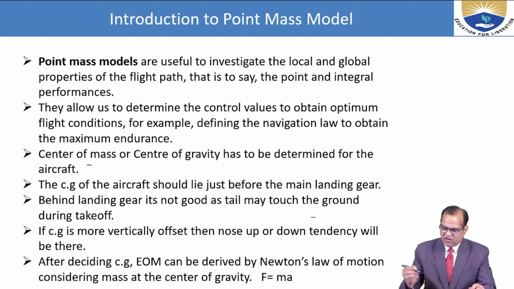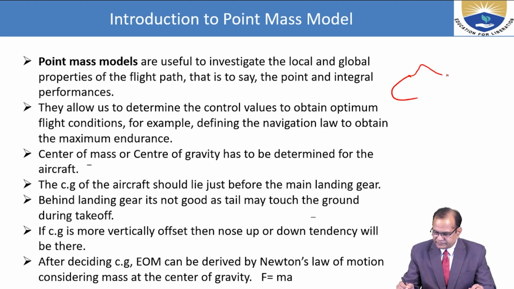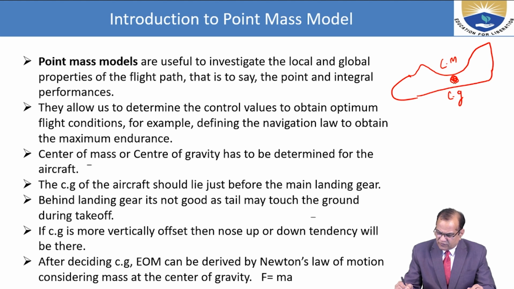After deciding the CG, the equation of motion can be derived by Newton's law of motion, considering the mass at the center of gravity. So if this is the aircraft, we choose a point, and this is called the center of mass and center of gravity. The landing gear should always be a little behind it. This is the landing gear. If the CG is ahead of it, it is always good; it should always be in between. If it is behind, then it will create a nose down or nose up tendency, and the aircraft will not be in a good position.